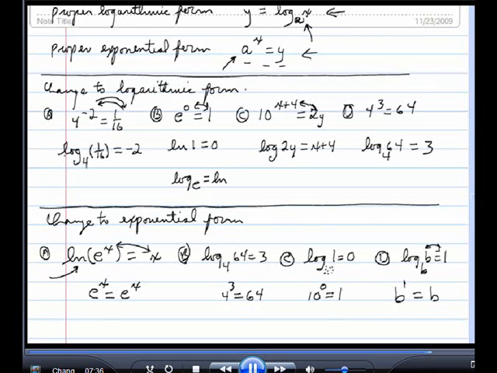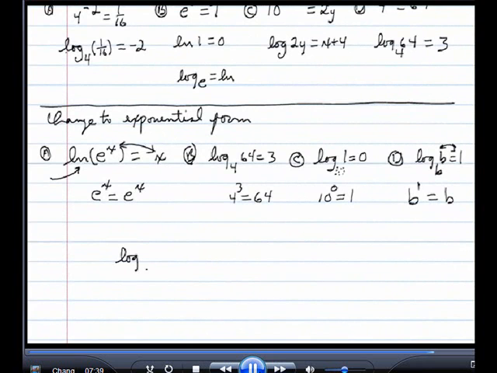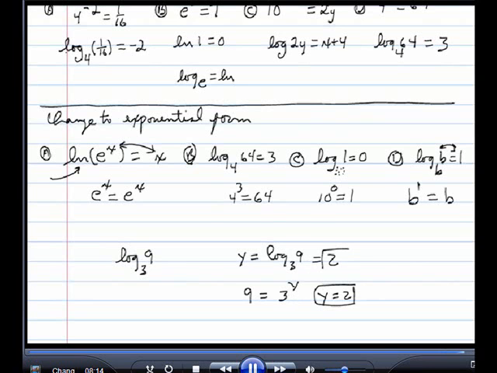Now if you have to evaluate something in this method, like the exponent of 3 that gives you 9, for instance, you could just write it this way. You could say y is the exponent of 3 that gives you 9, and then do your structural change. 3 is the base as you change it to an exponential. The 9 and the y will change places, so you get 3 to the y equals 9, and 3 squared equals 9, so that tells you y has to equal 2. So log base 3 of 9 is 2.